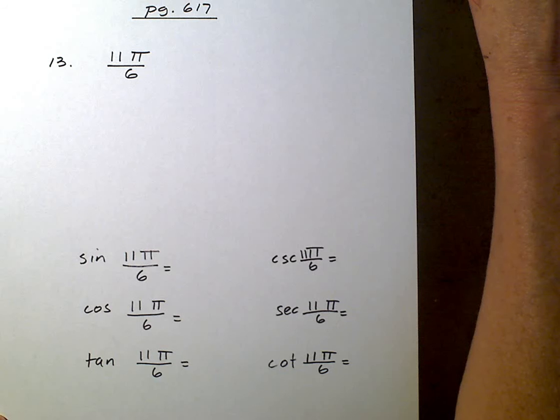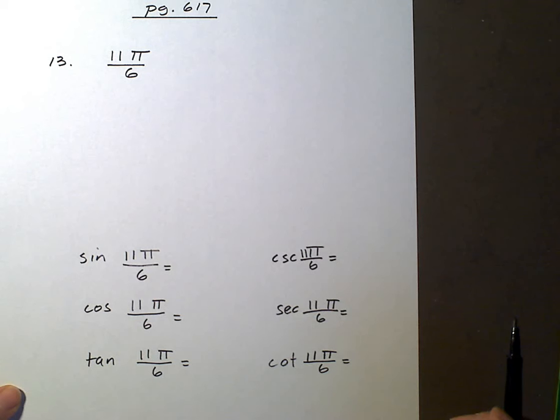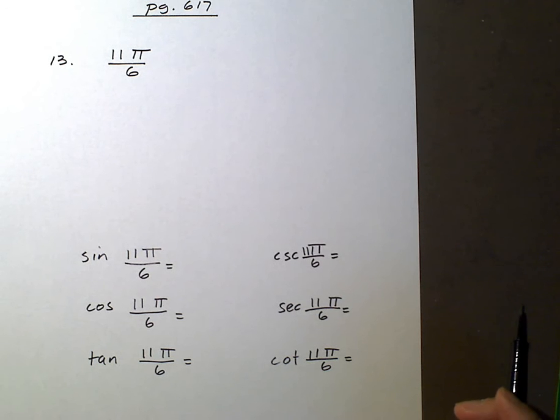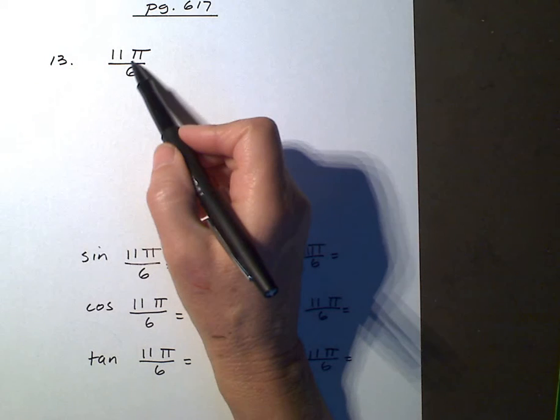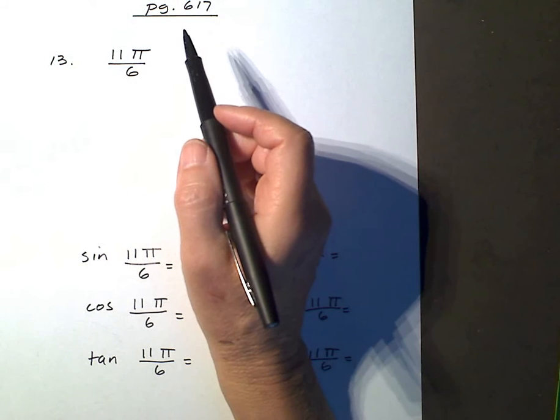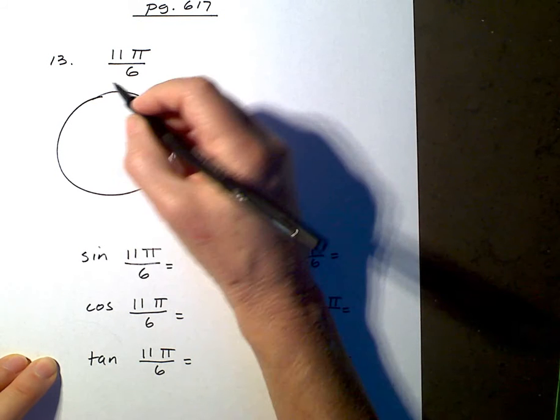This is exercise number 13 on page 617. In this exercise, we are supposed to find the exact value of the 6 trig functions of the given number, and it's 11 pi over 6. First I want to sketch a unit circle.